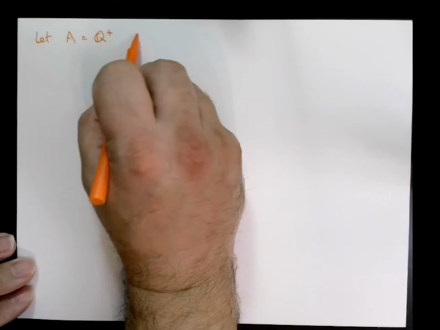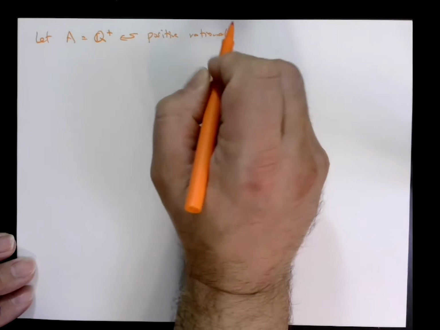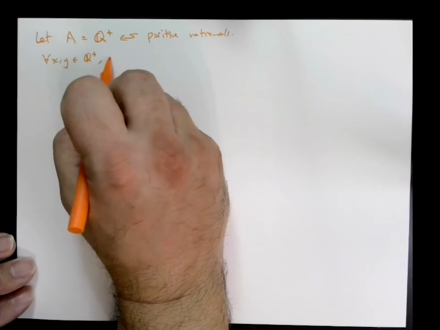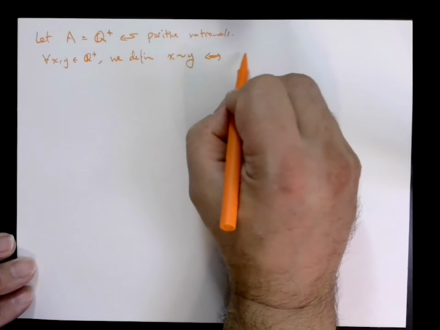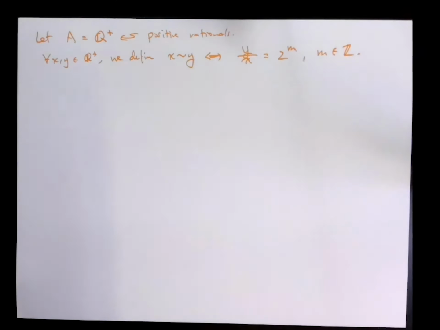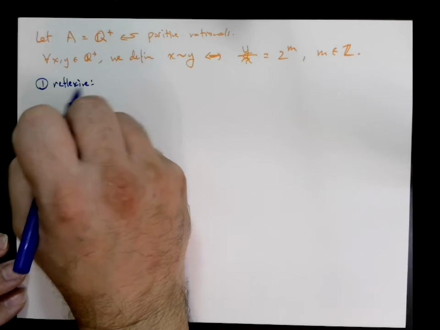Let's let A be the set of positive rational numbers, written as Q+. Now, take any two numbers in Q+, and let us say that x relates to y if and only if the quotient y over x is some power of 2. And notice, I'm letting any power, it could be a positive, negative, or 0 power. Is this an equivalence relation?